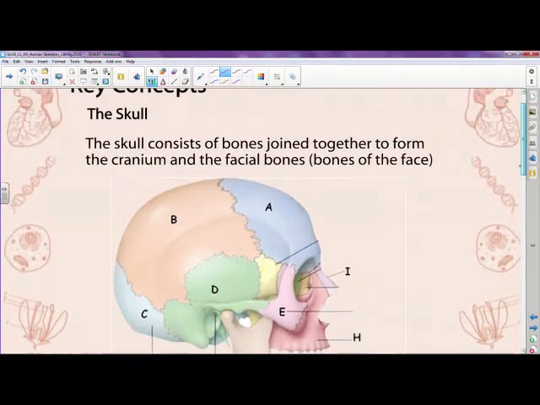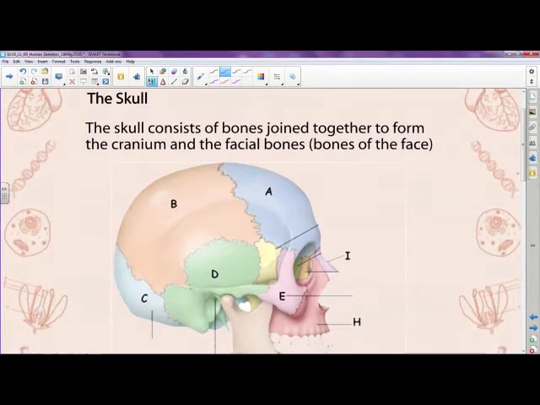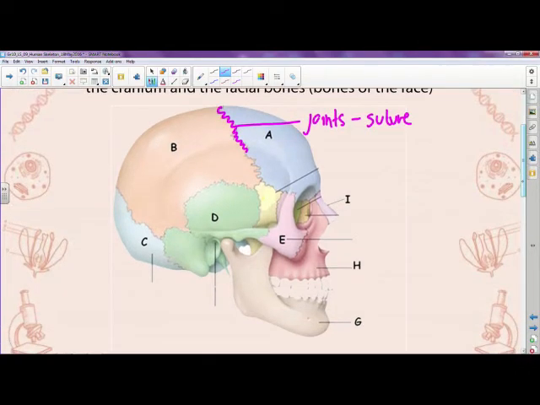big bone. If you have a look here, all of these little lines are joints, and we're going to look at joints next week. We call those sutures. So in actual fact, your skull is made up of a whole lot of bones that have joined together.